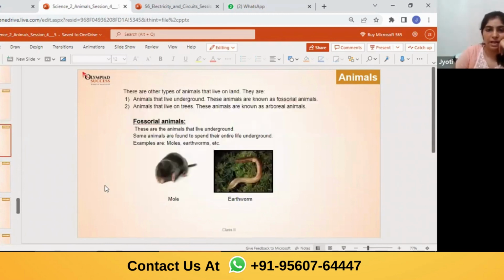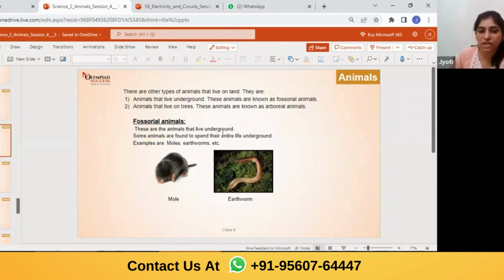There are other types of animals that live on land. They are animals that live underground. Underground means like in burrows. For example, rabbit. Rabbit lives in burrows. Mole, which is just like your rats, also lives in burrows. These are known as fossorial animals which live in burrows. Animals which live on trees are known as arboreal animals. For example, monkeys.